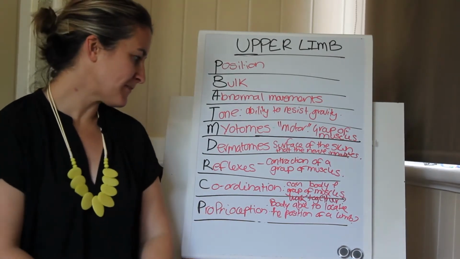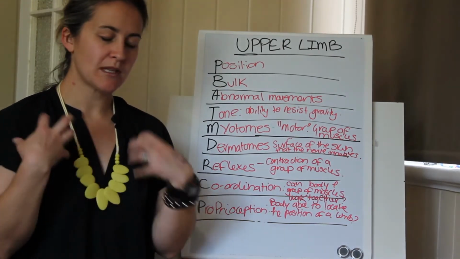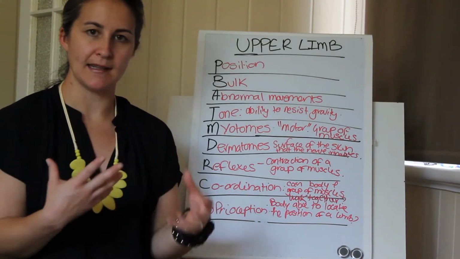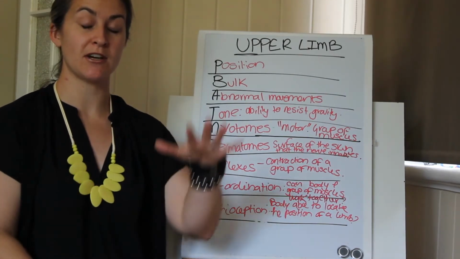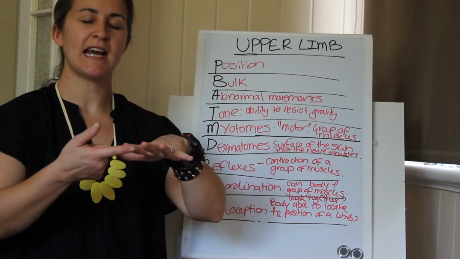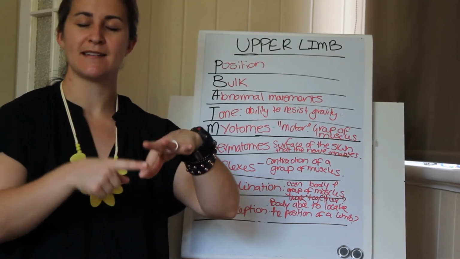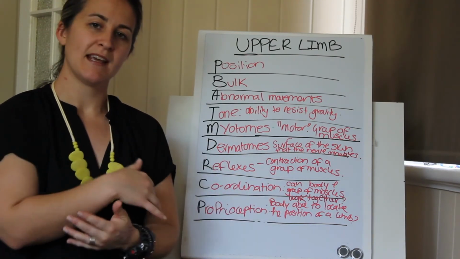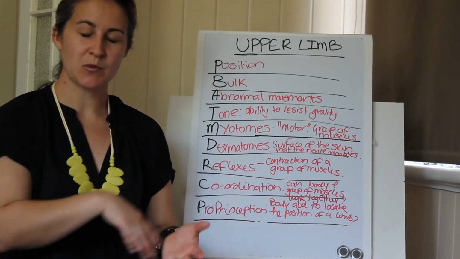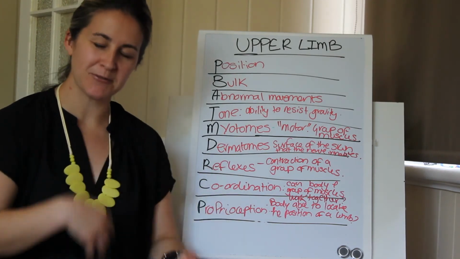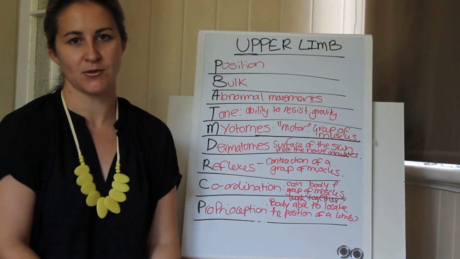Proprioception is the last one, and it's to do with the body's ability to locate the limb. We get the patient to close their eyes, hand out straight, and you lift the limb up and ask, is the finger up or down? Is the finger up or down? By this we can gauge what's normal, what's abnormal, and take all the information together to create a potential diagnosis.